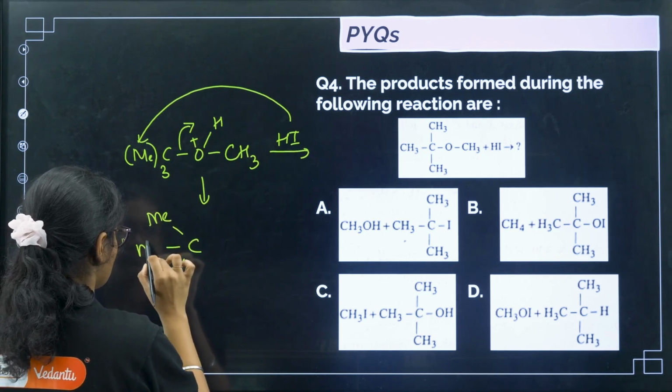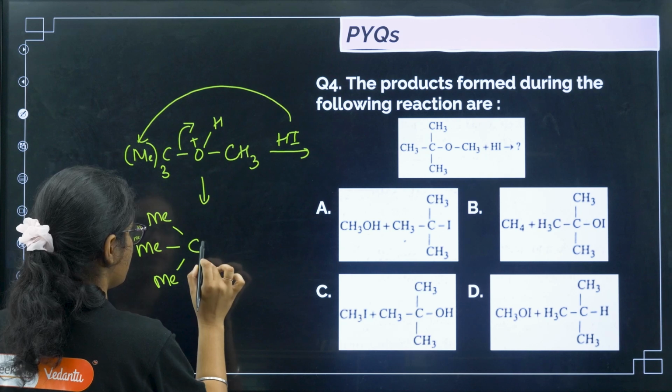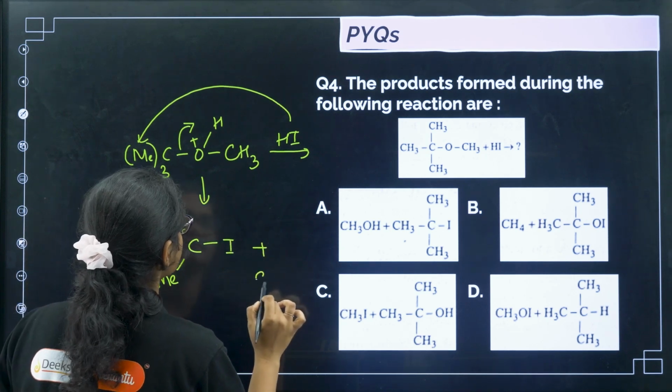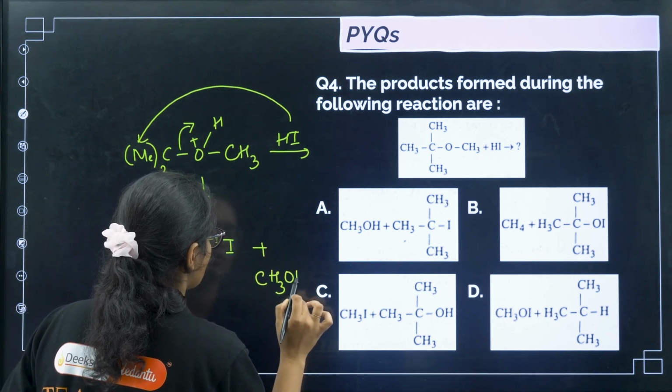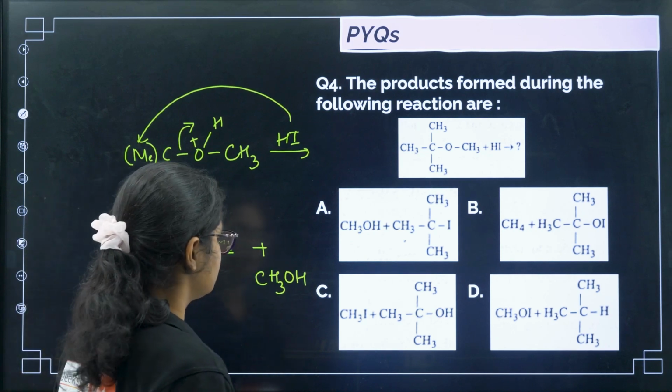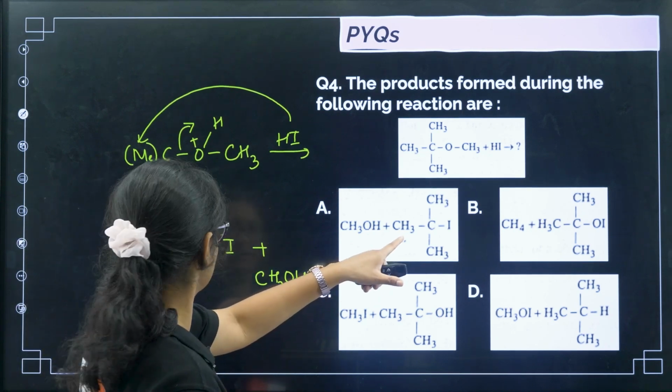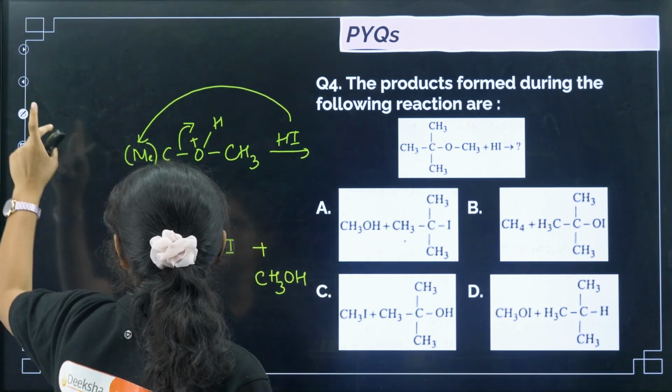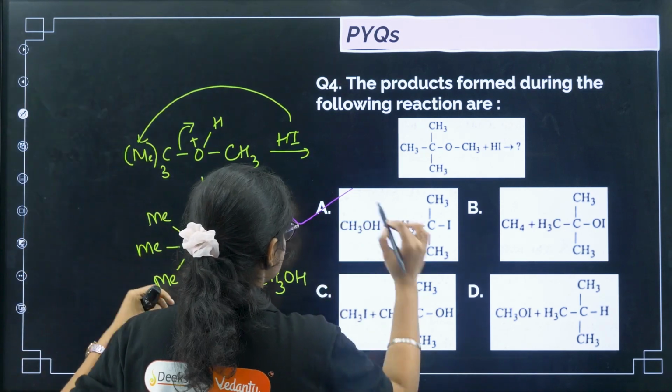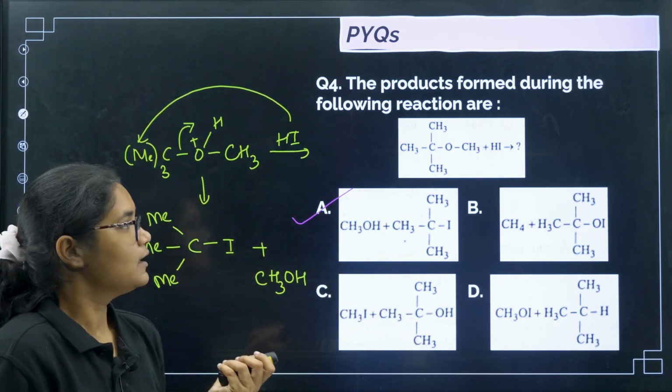C Me3, then we have I, and then we have CH3OH, okay. So I is attacking to this group, right? So the correct answer for this question will be option number A, okay.